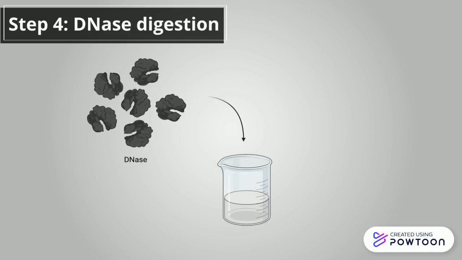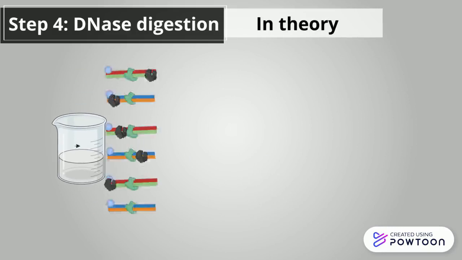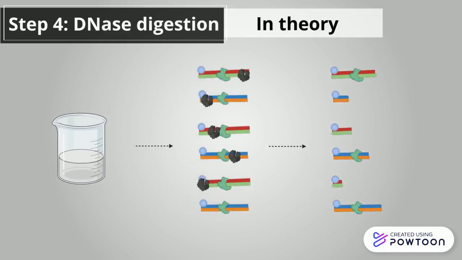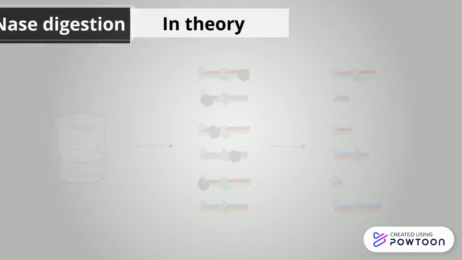We then digest the fragments with DNase, a DNA cleaving enzyme. We put just enough for each segment to be only cut once. Though we can't see it, we expect that each fragment is cut at a random site except for the site the protein is bound to, since the protein is blocking the DNase activity.